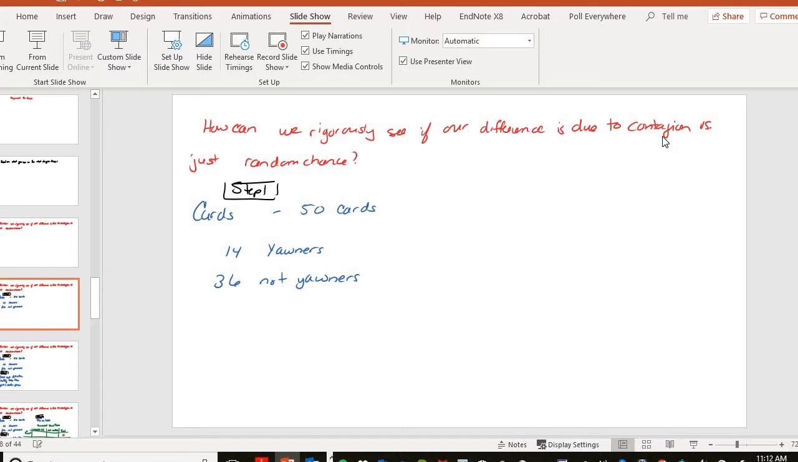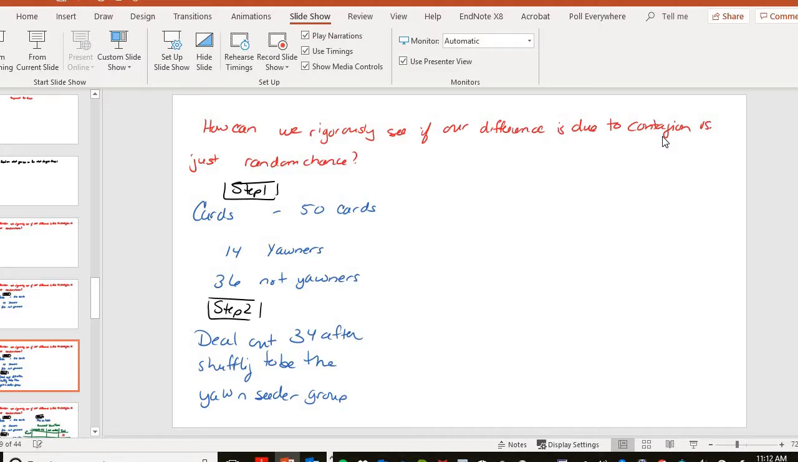And if this was due to random chance, I'm going to make a null distribution. If this was due to random chance, the next step is to take this entire group and put them together and shuffle them. Somebody can unshuffle them later, which is what happened here. But I'm just going to shuffle these cards. And I'm going to deal out my two rows from this shuffled deck.